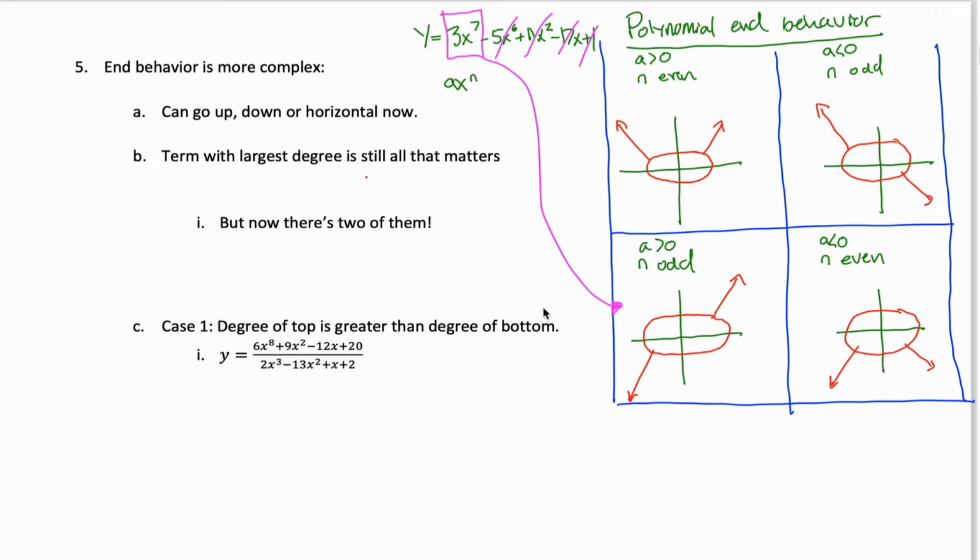There's just four cases for polynomial end behavior, but we don't care about polynomial end behavior. We want rational function end behavior. And unfortunately, rational function end behavior is a little bit more complex than polynomial end behavior. With polynomial end behavior, you're either going to go up or down when you go to the left and to the right. With rational function end behavior, you can go up, down, or horizontal.